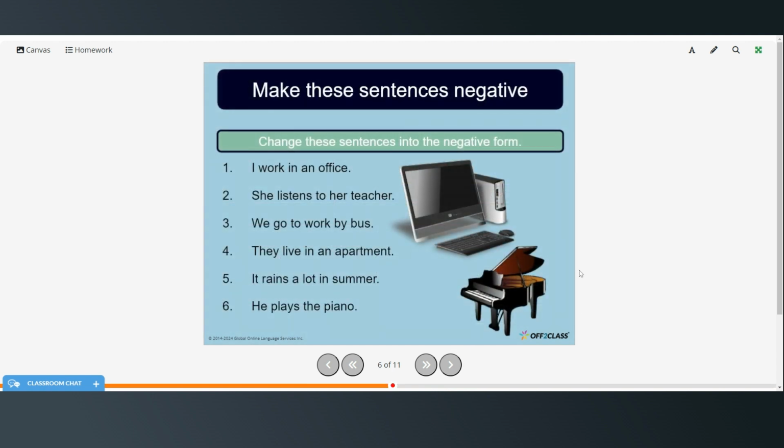All right, so now I want you to change these sentences to their negative form. So go ahead and pause the video and write down your answers, and then restart when you're ready to check your answers.